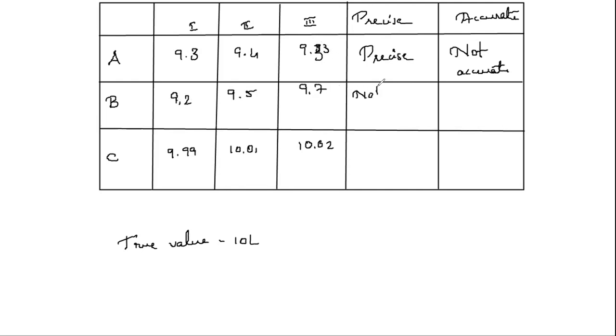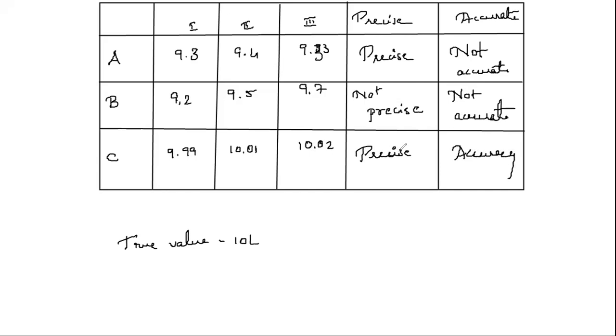They are not precise because the values are very far from each other. Are they accurate? Look at the true value. Is it 10 somewhere? No. So they are not accurate. Then 9.9, 10.01, and 10.02. Are they precise? Yes, they are precise. What about accuracy? Yes, they are also accurate.